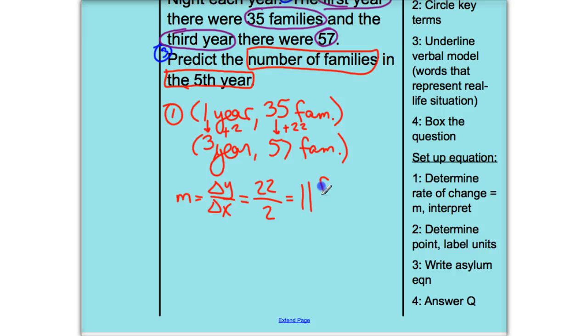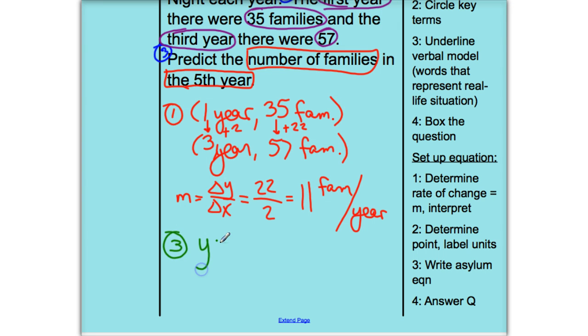The units in the numerator were families. The units in the denominator was year. So 11 families per year, 11 additional families per year showed up to our math family fun night. We've already got our 2 points with our units labeled. So we're going to jump to step 3.